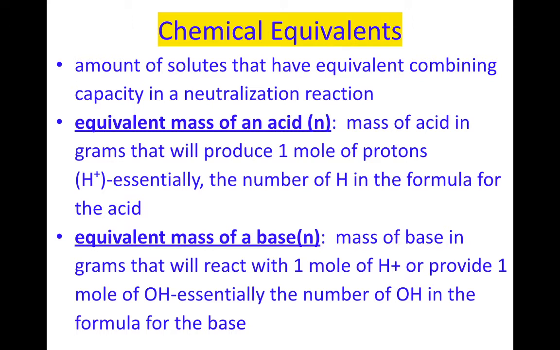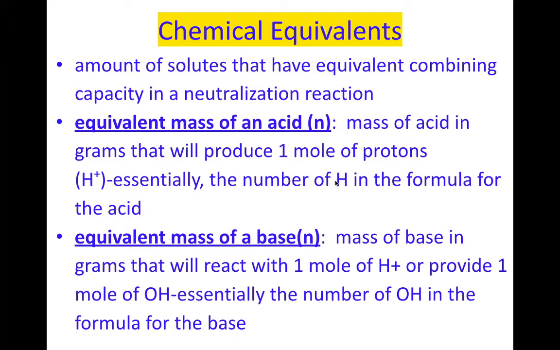So the equivalent mass of an acid is the mass of acid in grams that will produce 1 mole of protons. So when we're talking about the number of equivalents, because that's the main thing we're going to be talking about, we're not going to really be talking about the mass, but we're going to be talking about the number of equivalents. Essentially, when we look at the number of equivalents an acid has, we're essentially looking at the number of hydrogen ions in the formula for the acid.